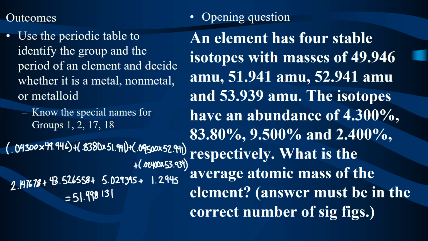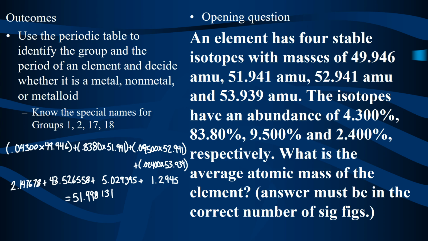So going through here, we set up our isotopes. We had 4.300% of 49.946, 83.80% of 51.941, 9.500% of 52.941, and 2.400% of 53.939. All right.